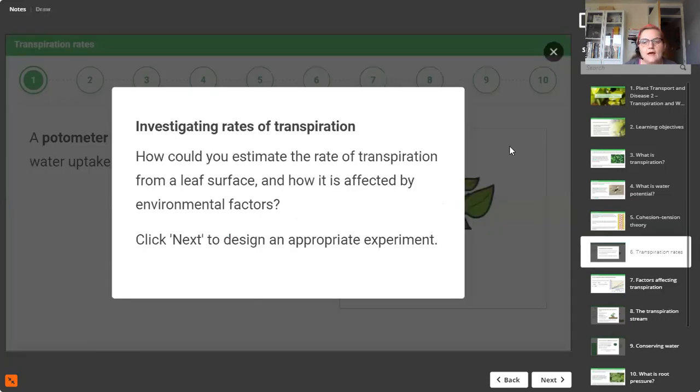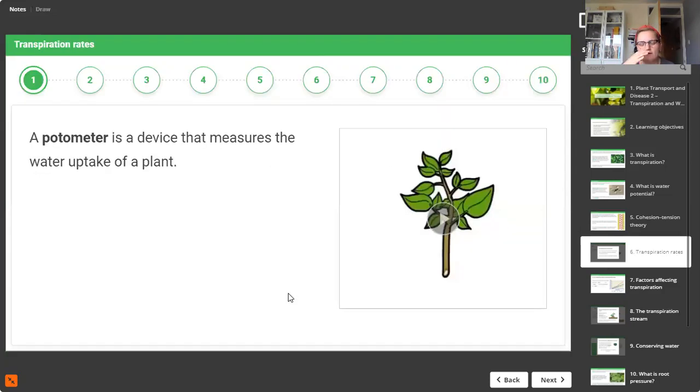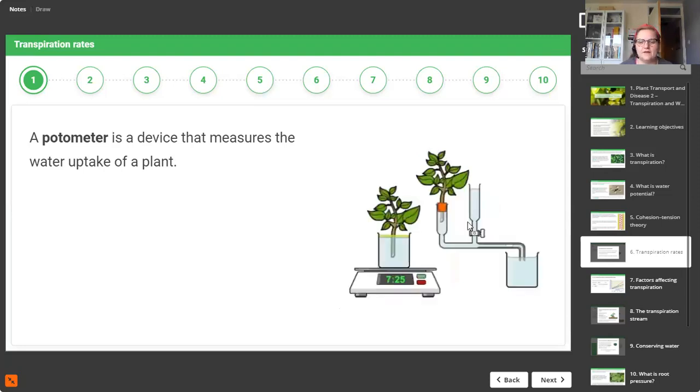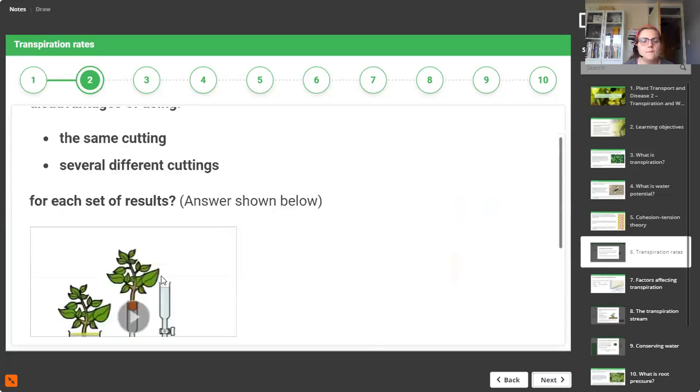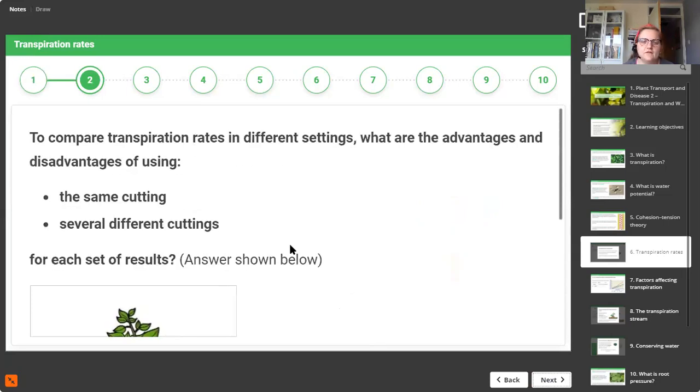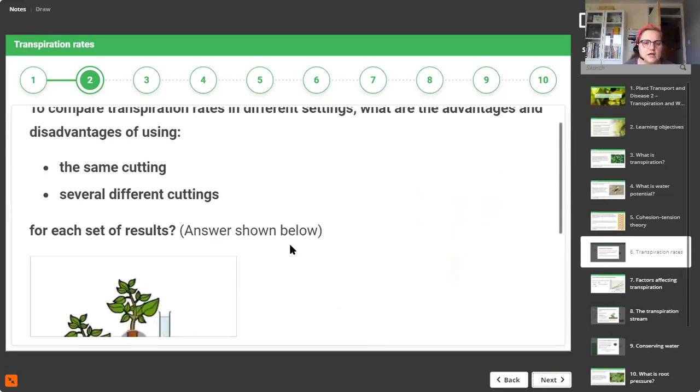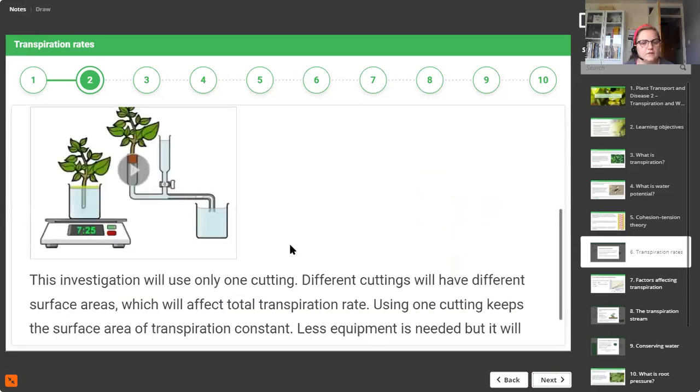How might we investigate rates of transpiration? You've probably done this before at GCSE. You can use something called a potometer, a device that measures the water uptake of a plant. This is an image of a potometer. We often also want to look at the varying mass of the plant because of water uptake. To compare transpiration rates in different settings, we want to look at the advantages and disadvantages of using the same cuttings and several different cuttings.